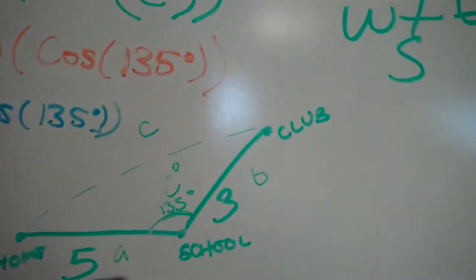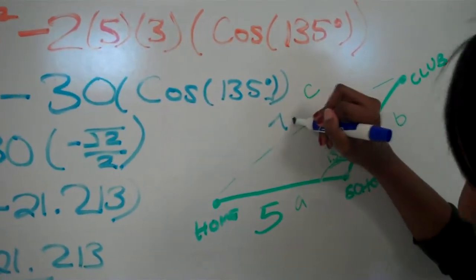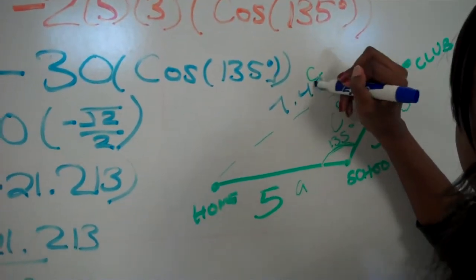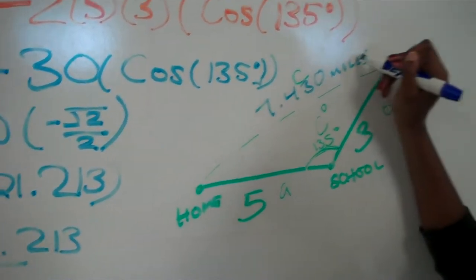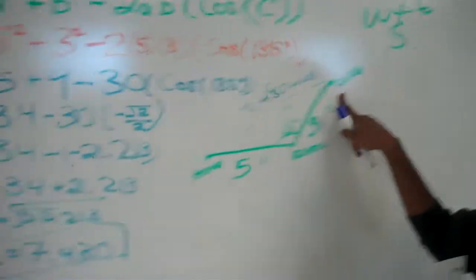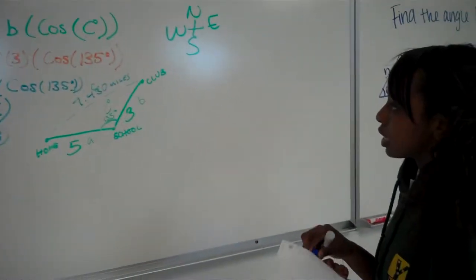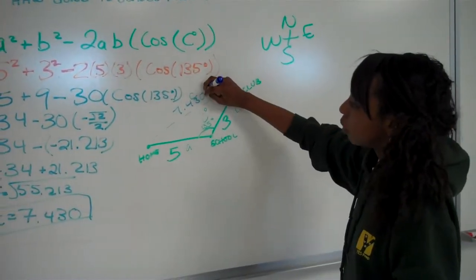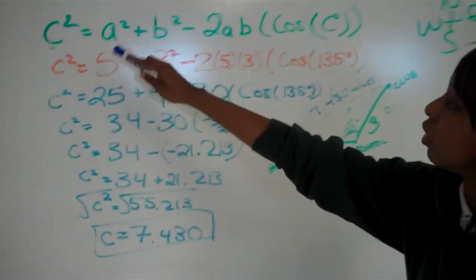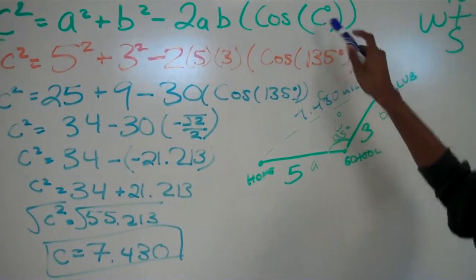So what this is saying is that the distance of this side is 7.430 miles. If she walks from home to the club, she'll walk this many miles. And so basically that's what the law of cosines does. You can find the side of a triangle, or say we had this side, then we could plug all of these in and find this by using the inverse of cosine.